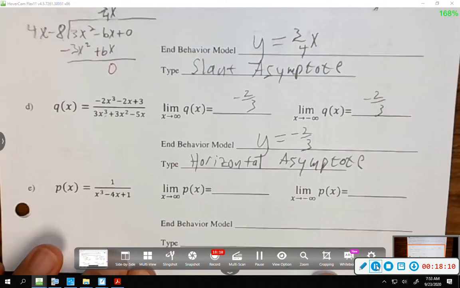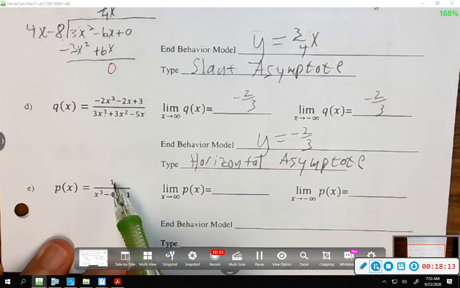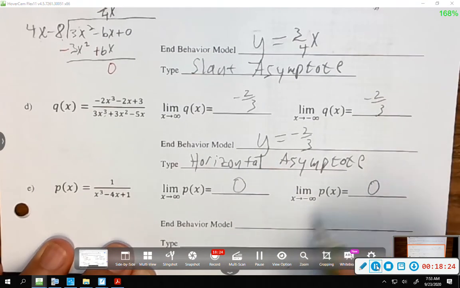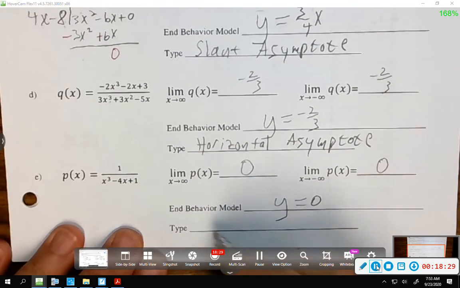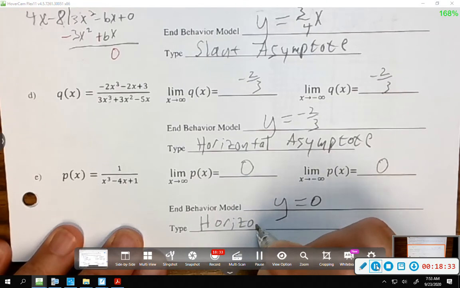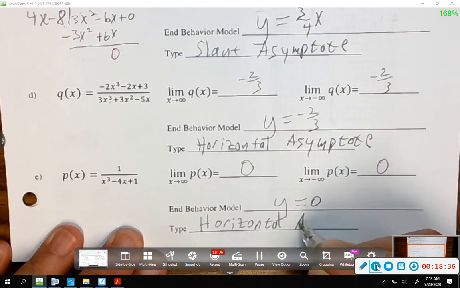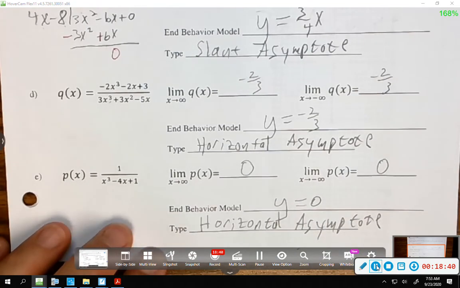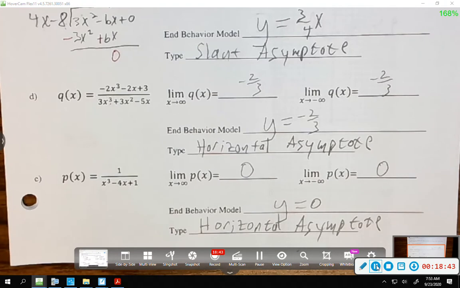E, the degree on top is 0. A constant term has a degree of 0. The degree in the denominator is 3. The degree in the numerator is less than the degree in the denominator. Therefore, the limiting value is 0 because that is my horizontal asymptote. Okay? And again, this is a horizontal asymptote. Okay, we'll move on to the next topic.